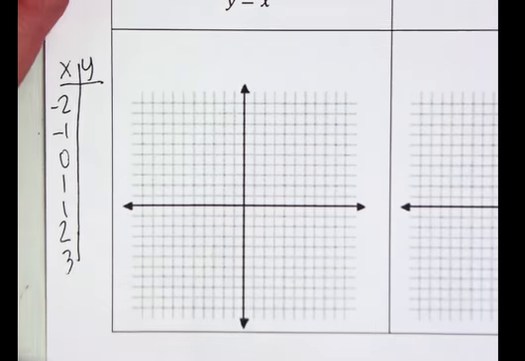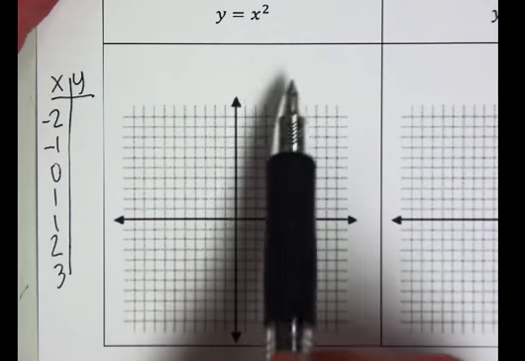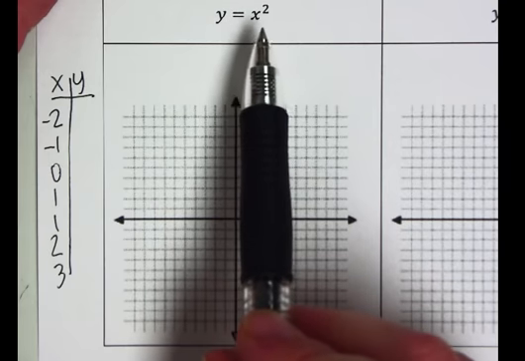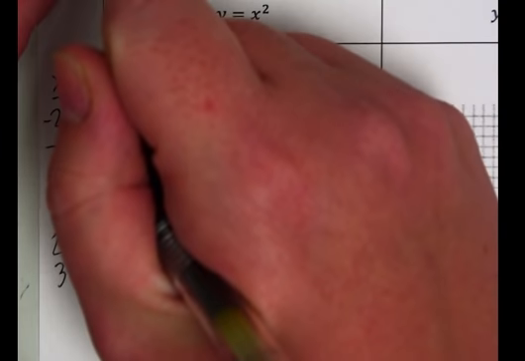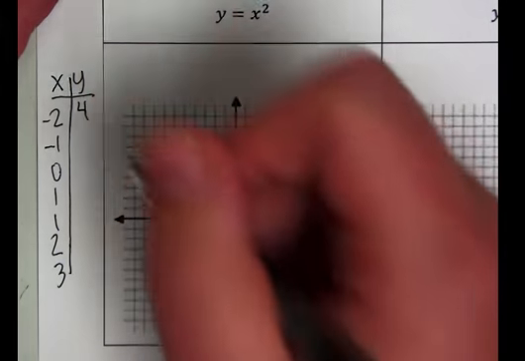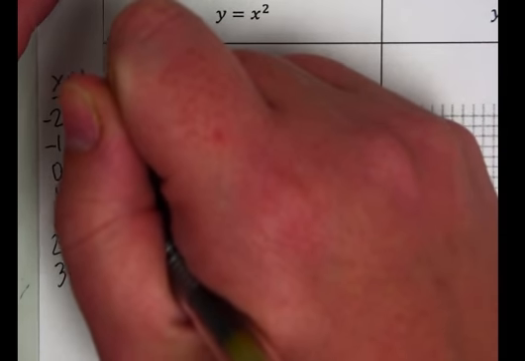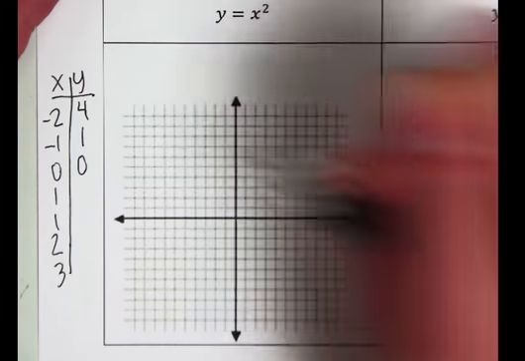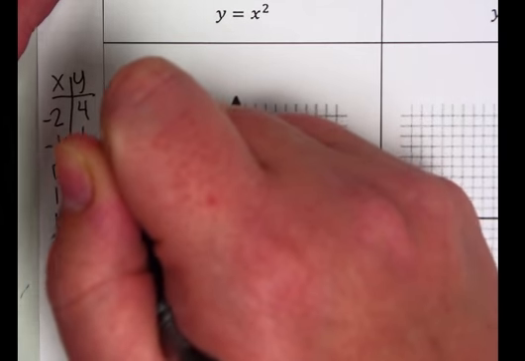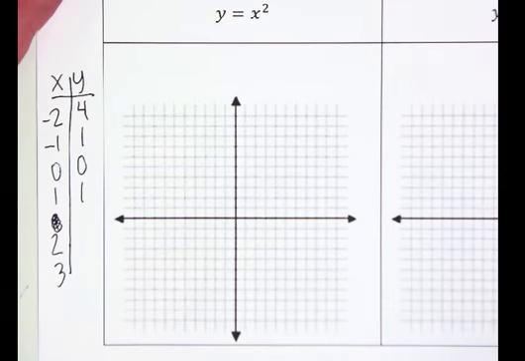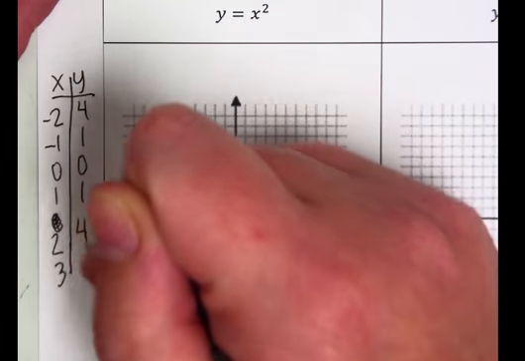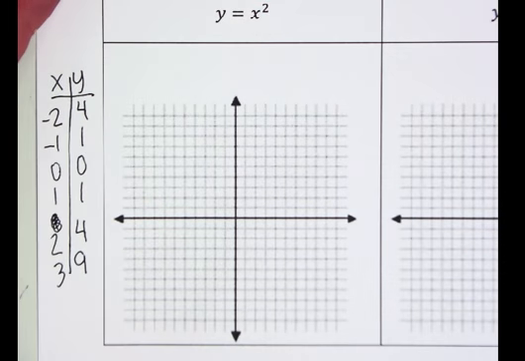If x is -2, it's the quantity -2 squared, and we get 4. And then -1 quantity squared is 1. 0 squared is 0. 1 squared is 1. Oh, why did I write 1 twice? 2 squared is 4. 3 squared is 9.